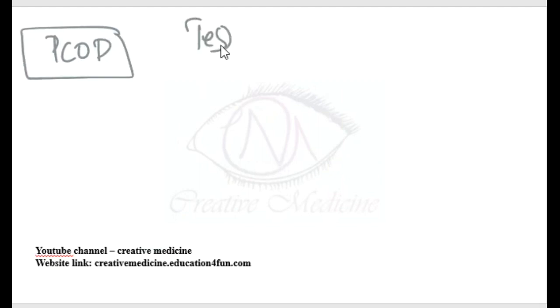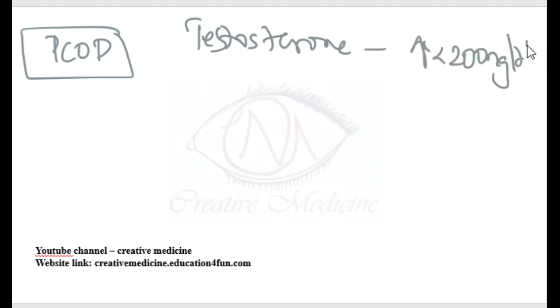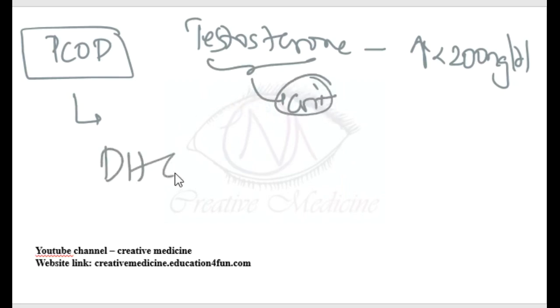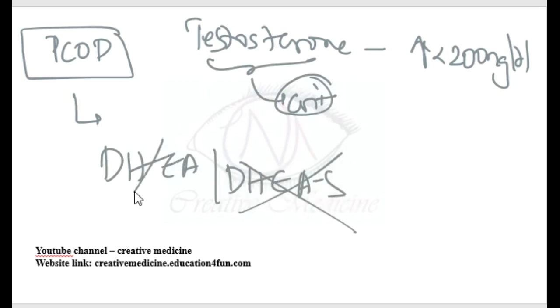In polycystic ovarian disease, the testosterone levels will be raised, but they are only mildly elevated, to less than 200 nanogram per deciliter. Measurement of testosterone is included in the criteria of polycystic ovarian disease, but measurement of dehydroepiandrosterone or dehydroepiandrosterone sulfate is not included.